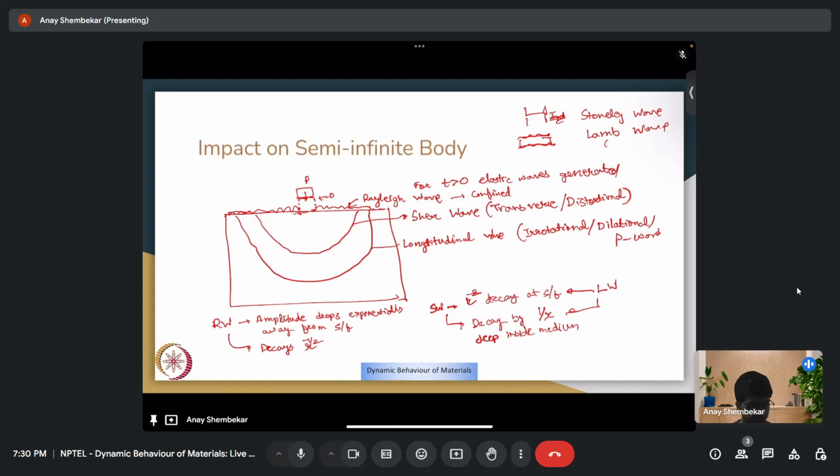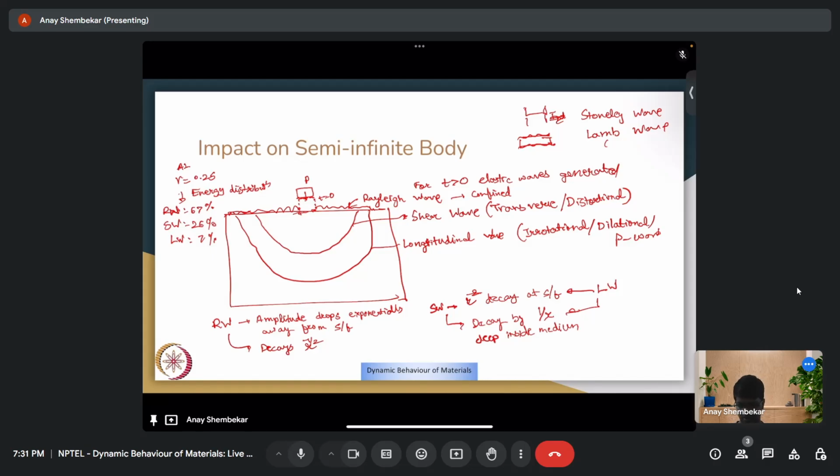And then you also have energy distribution depending on what sort of Poisson's ratio you have. I think that part has also been covered in the class itself. If I just write down the result, at mu equal to 0.25, you have energy distribution for the Rayleigh wave being 67%, for the shear wave being 26%, and just 7% for the longitudinal wave.